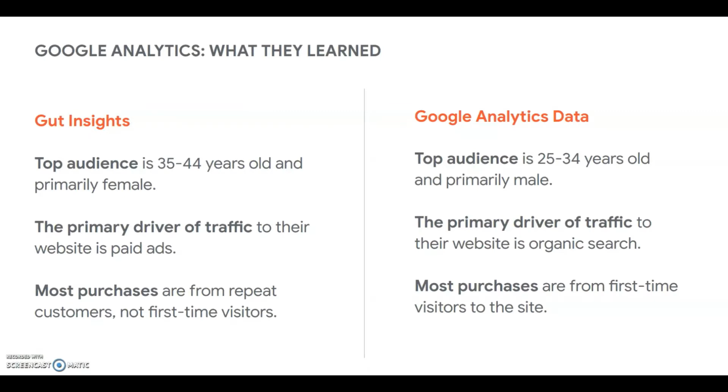So what did Ava and Ricky learn? By using Google Analytics, Ava and Ricky discovered that most of their gut instincts, which drove their business decisions, are wrong. Their top audience is 25 to 34-year-old males, not 35 to 44-year-old females as previously expected. They also discovered most of their traffic is coming from organic search, not their paid ads. Lastly, they're able to see that most of their purchases are from brand new customers and first-time visitors, not their loyal following, as previously assumed.